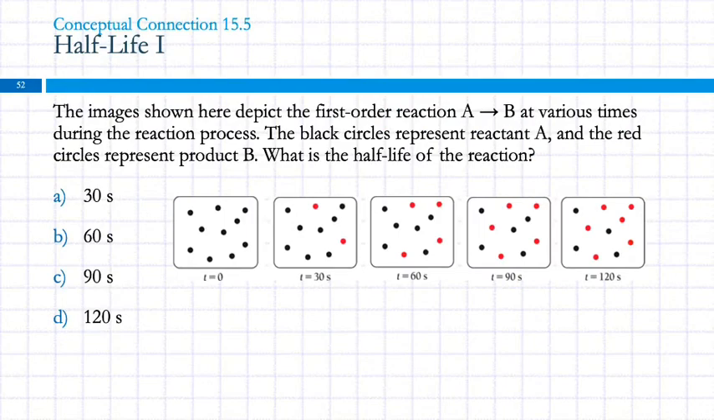So conceptual problem. The images here depict a first-order reaction of A to B. At various times, the black circles represent reactant A, the red circles represent product B, and it's asking us what's the half-life of the reaction.